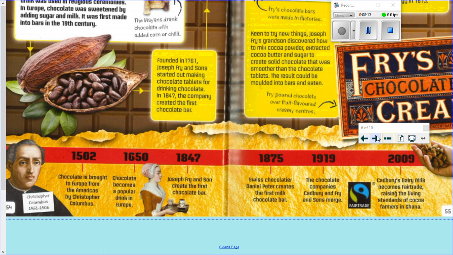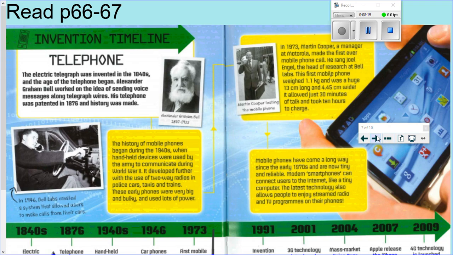Let's go next. Okay, our next invention is the telephone. And where would everybody be without their telephones? Okay, so the telephone. The electric telegraph was invented in the 1840s and the age of the telephone began. Alexander Graham Bell worked on the idea of sending voice messages along telegraph wires. His telephone was patented in 1876 and history was made. Here's Alexander Graham Bell. There we go.